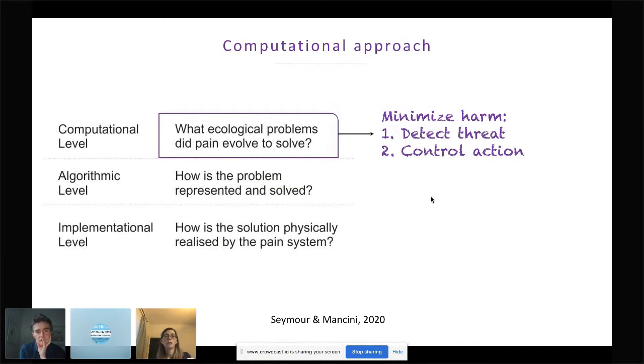So the main two functions are, in order to minimize harm, we need to detect threat as well as control action. But obviously, when pain carries on for long periods of time and is no longer linked to its causes, then the function of pain no longer is to minimize harm, and there is a big question of what it is there for, and I'll get back to that later on. But for the moment, let's focus on transient pain.